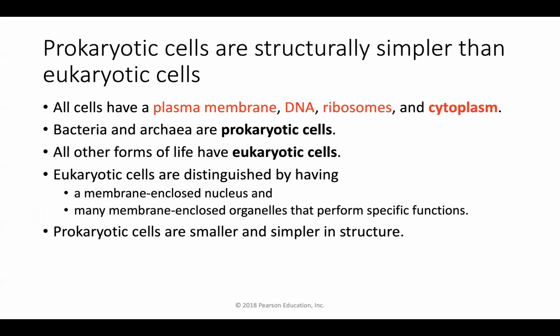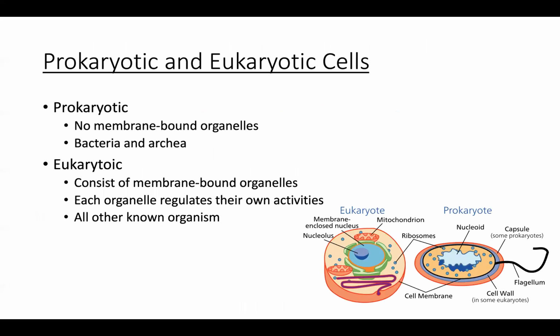Eukaryotic cells are distinguished by having a membrane enclosed nucleus. Eukaryotic cells have a nucleus, and then they also have these membrane enclosed organelles that perform other specific functions, such as the Golgi apparatus or the mitochondria and so forth. Those are all membrane enclosed organelles. And so again, just from a point of comparison, prokaryotic cells are going to be smaller and simpler in structure. This is just an illustration side by side of how these two cells differ structurally. You should be able to look at pictures or illustrations or diagrams very easily and distinguish between the two.